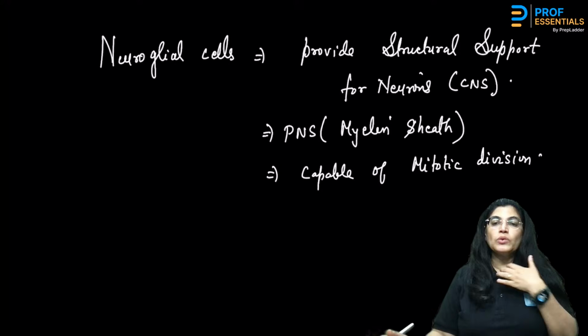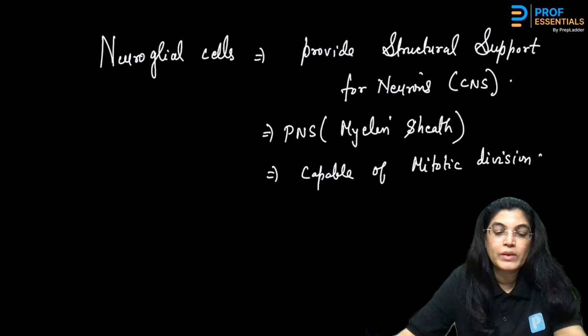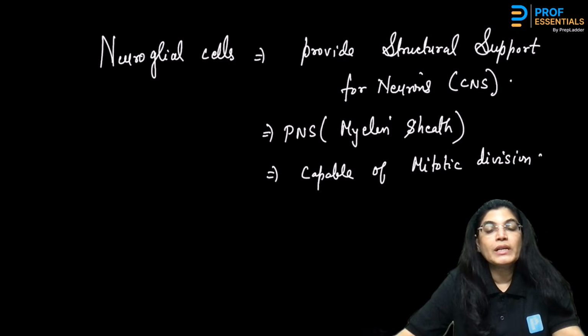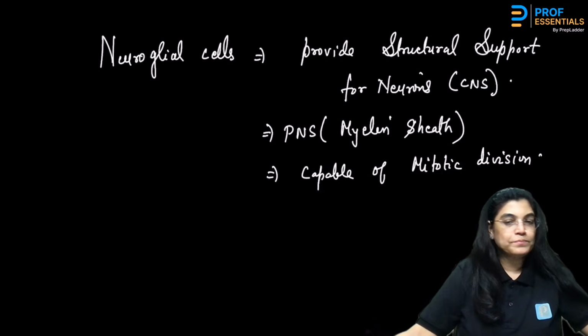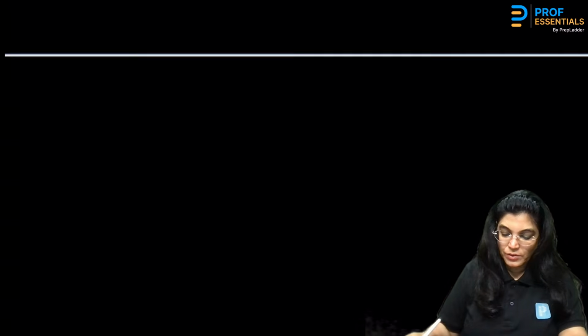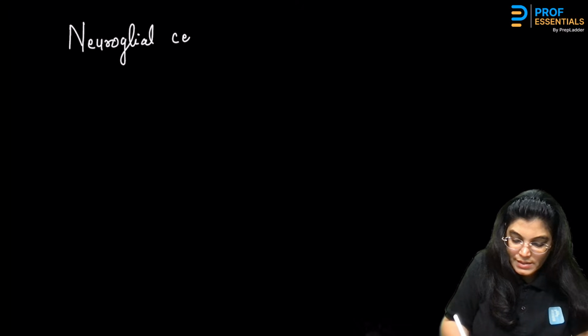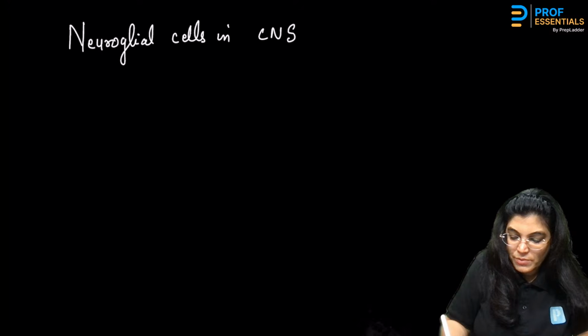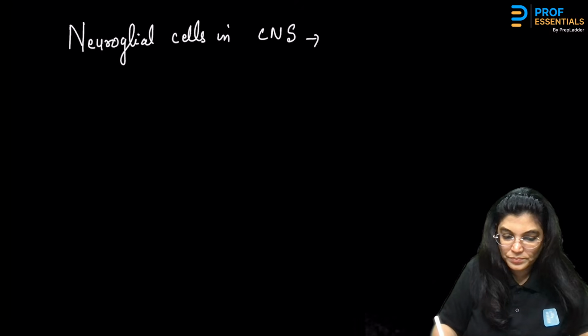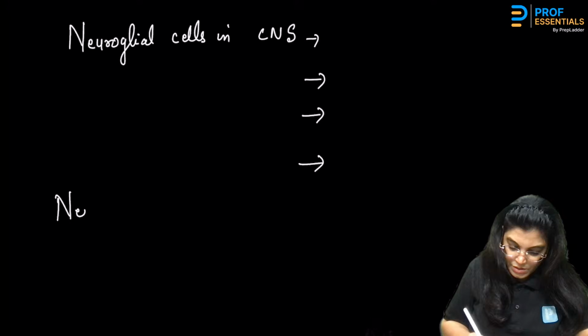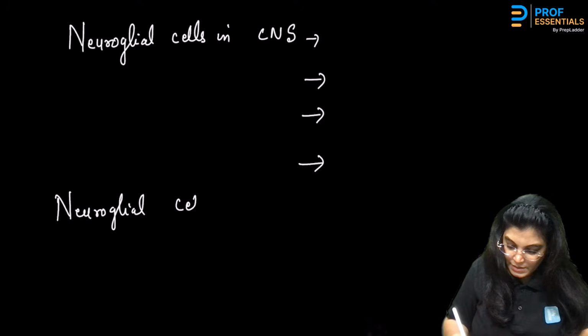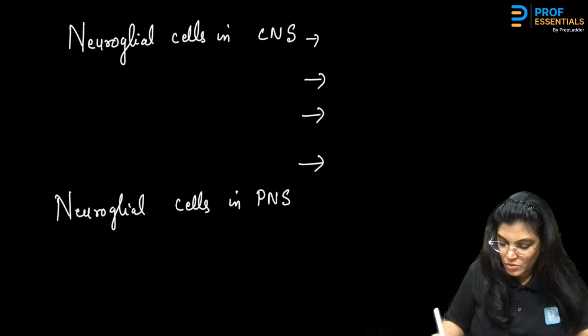Now, it is important for you to know the supporting neuroglial cells present in the central nervous system and those present in the peripheral nervous system. I want everybody to know that, so please write down: neuroglial cells in the central nervous system. What are the important neuroglial cells in the central nervous system, and what are the important neuroglial cells in the peripheral nervous system? This we have to know.